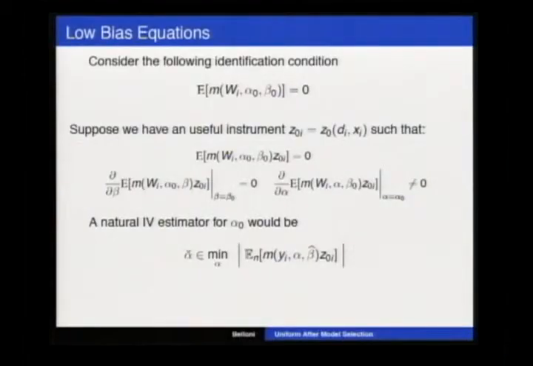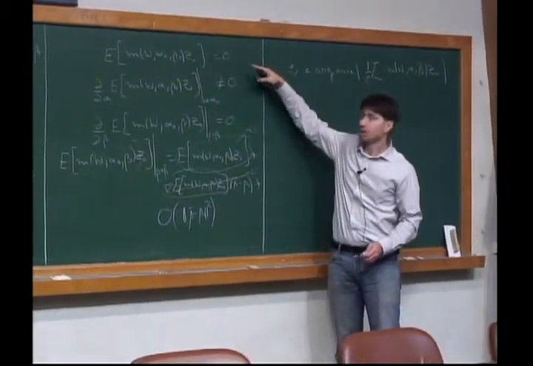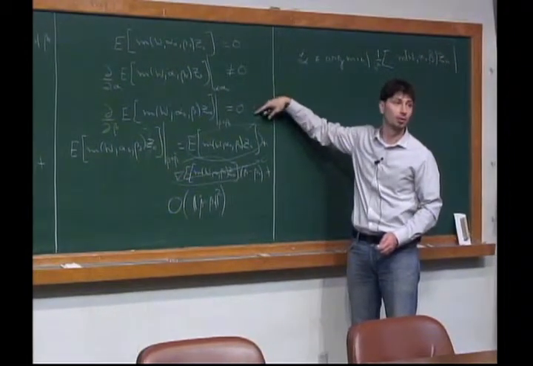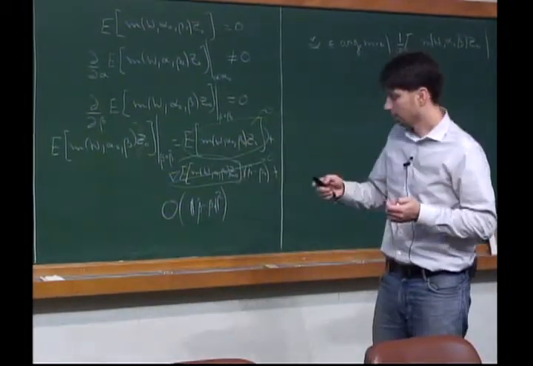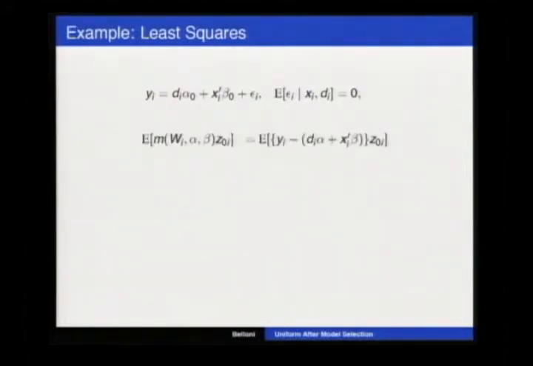Now, the natural question at this point is how to get an instrument, which would be this magic variable that still allows you to identify things, but has these two derivatives conditions being satisfied. So let's go back to some examples. In the case of least squares, we have our equation, we have our moment condition, and we have the instrument there.